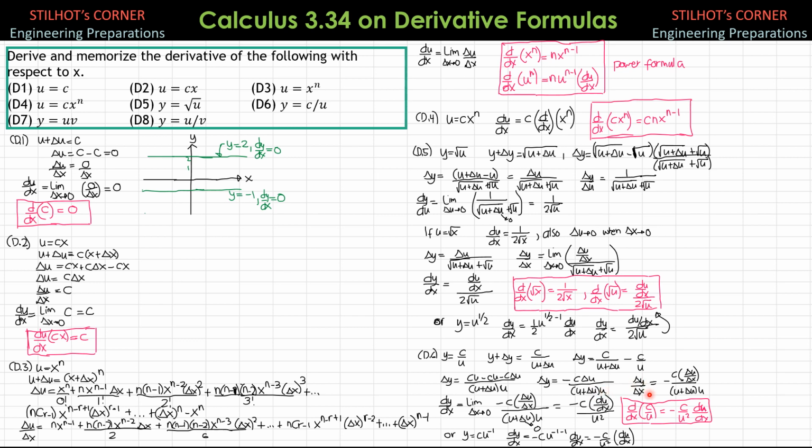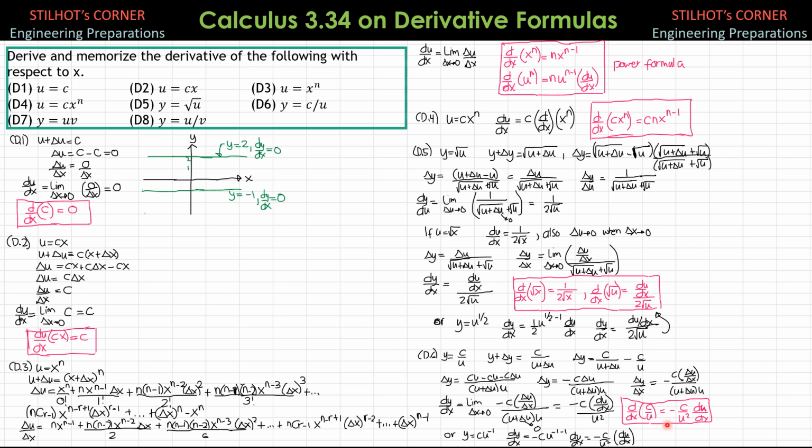Then delta y over delta x is equal to negative c delta u over delta x over u plus delta u times u. So dy dx is the limit of negative, we copy this, as delta x approaches 0, and the limit of delta u over delta x is du dx. So we have negative c du dx, then delta u approaches 0 also. So u times u is u squared. Therefore, the derivative with respect to x of c over u is negative c over u squared, so negative constant over that variable squared times du dx.